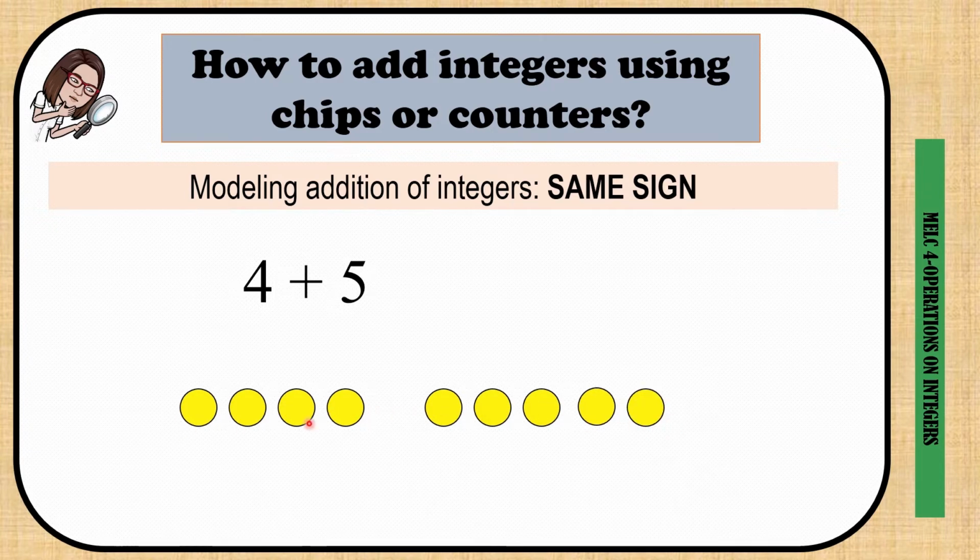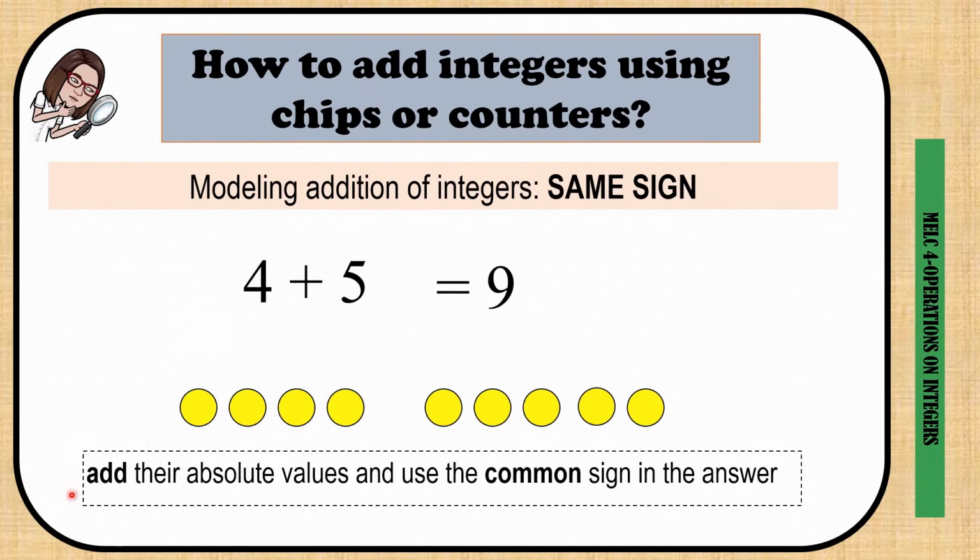If we are going to combine these yellow chips, of course, you will just simply add all of these chips. So it is just resulting into positive 9. Since they are both positive, the answer is also a positive number. And therefore, add their absolute values and use the common sign in the answer. So you combine all these yellow chips and that will serve as 9.